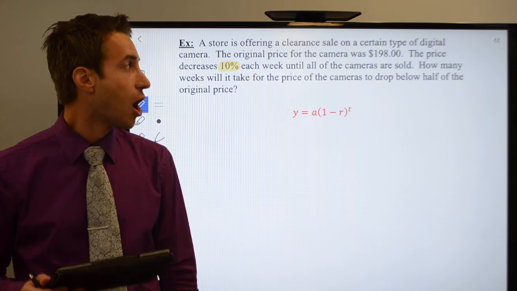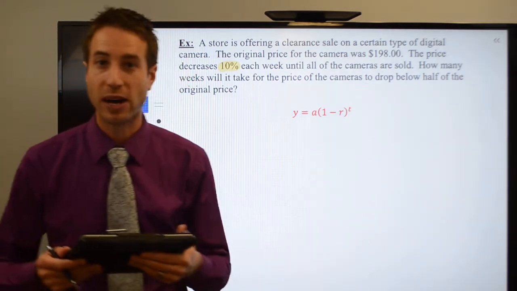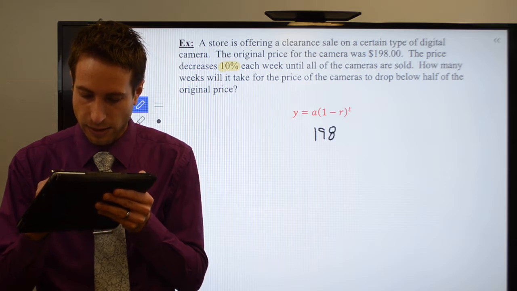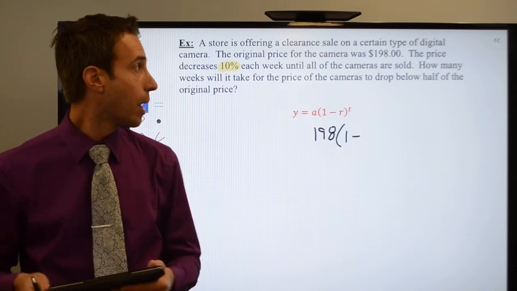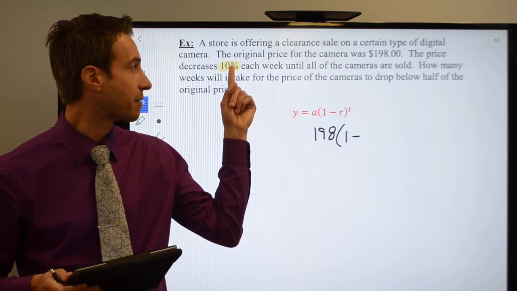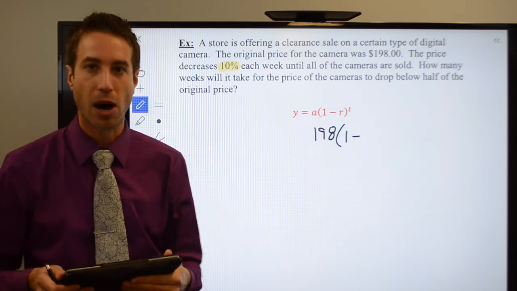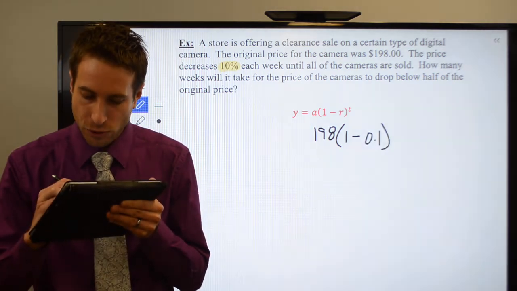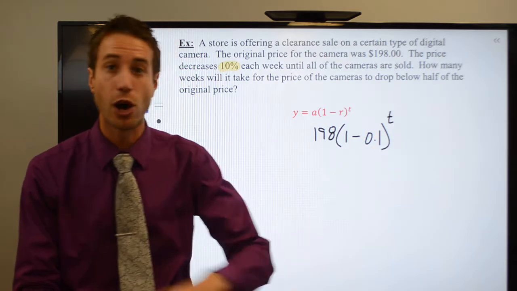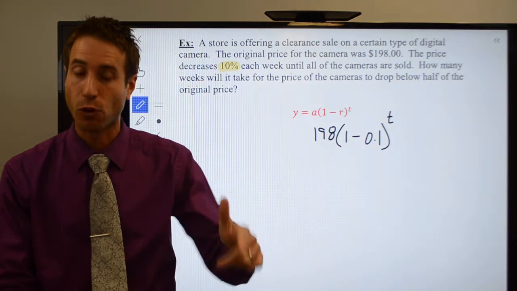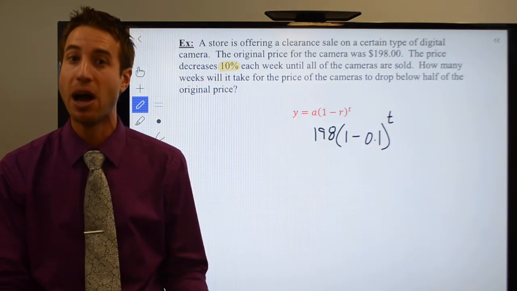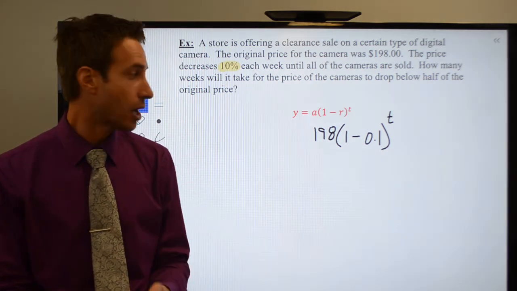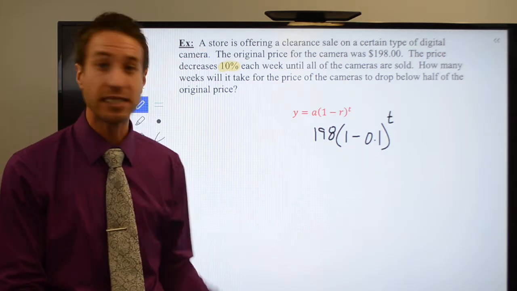First things first, I have a camera that has an original price of $198. 1 minus, well, the rate is 10%. I have to convert that to a decimal, move the decimal spot 2 places to the left, so 0.1. I'm trying to solve for t. I want to know how many weeks will it take for the price of the camera to drop below half the original price. Well, what is half the original price? Half of 198 is 99.